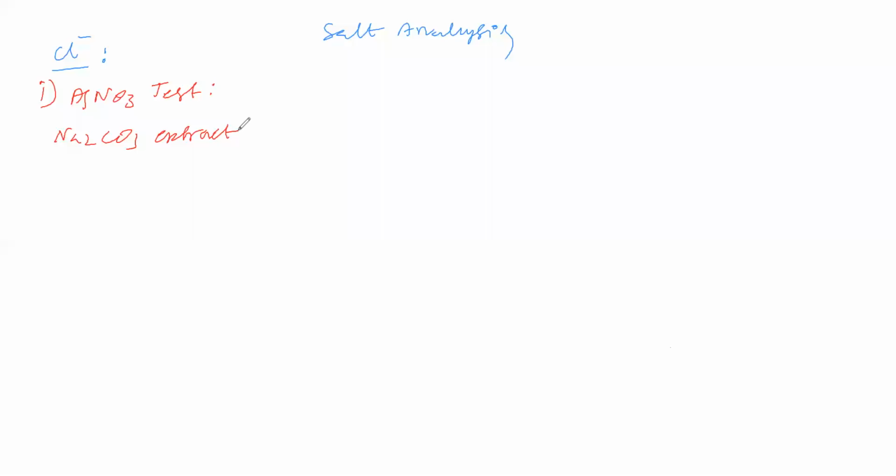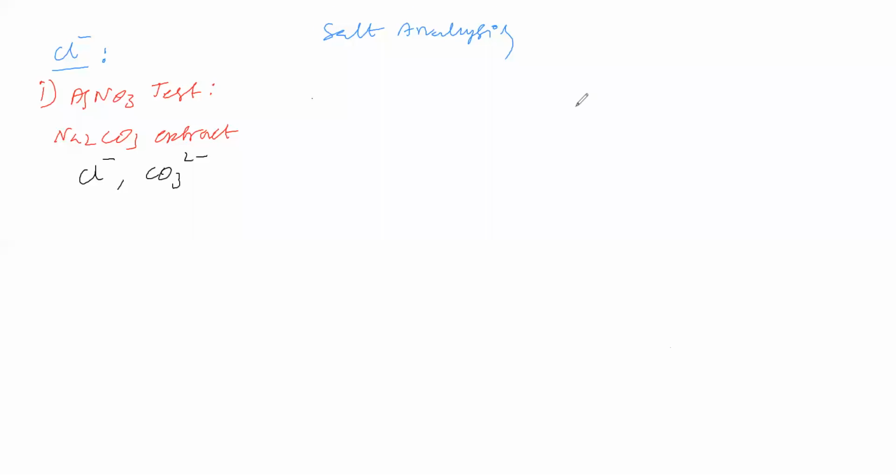Sodium carbonate extract contains the given anion Cl minus and excess carbonate. Now we will remove carbonate first by adding dilute acid. Then we will go for the Cl minus test. To remove carbonate, we have to add dilute acid.